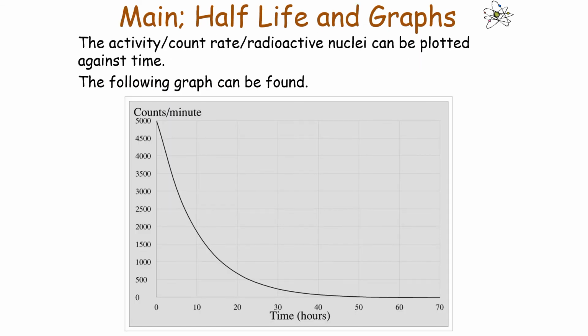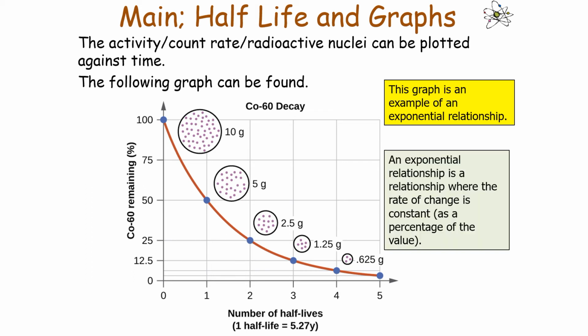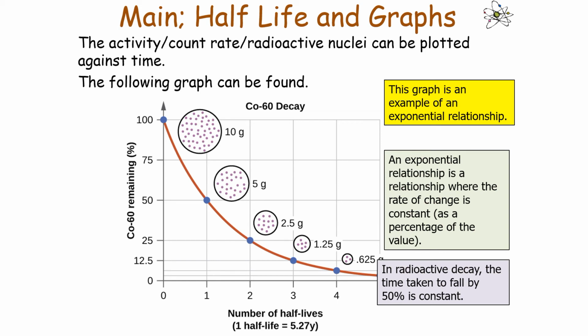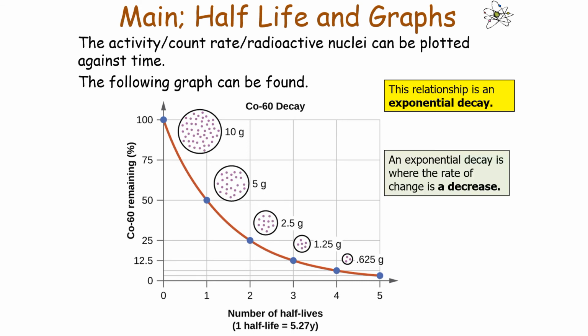Now the activity, count rate, and number of nuclei can be plotted against time, and the following graph can be found. So what happens is this graph occurs as the radioactive nuclei decay over time and become stable. Now this graph is an example of an exponential relationship. Now an exponential relationship is a relationship where the rate of change is constant as a percentage of the value. So in radioactive decay, the time taken to fall by 50% is constant. So this graph is an exponential decay because the rate of change is always decreasing.